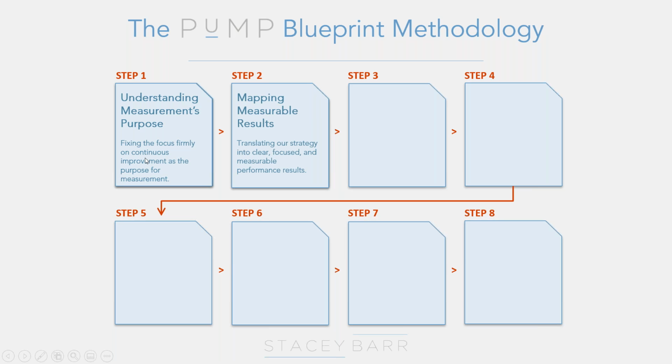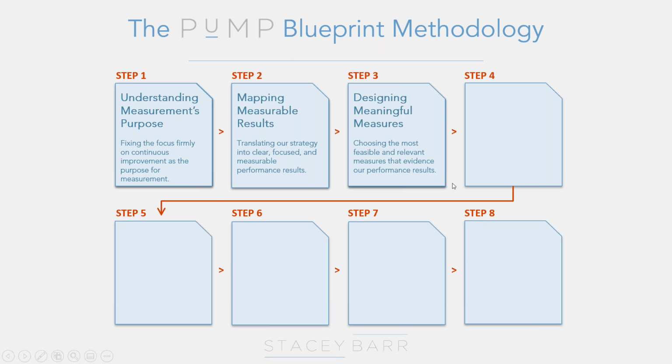Step 2 is mapping measurable results. Here we use a measurability test technique to figure out why our goals are hard to measure, and we clarify those goals so they do become measurable. And every team maps the alignment of their measurable goals to the strategic direction of the organization.